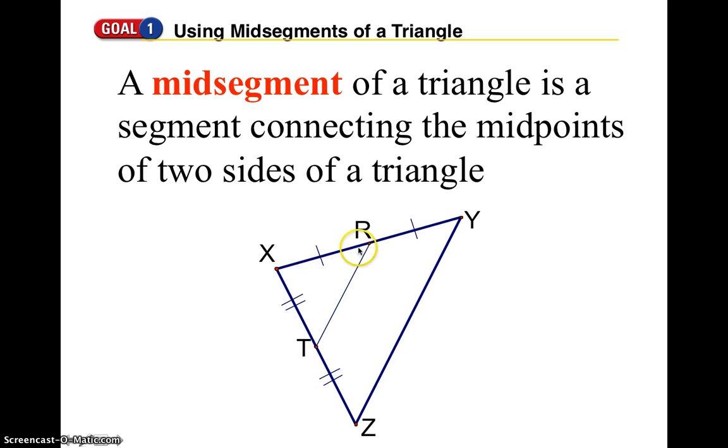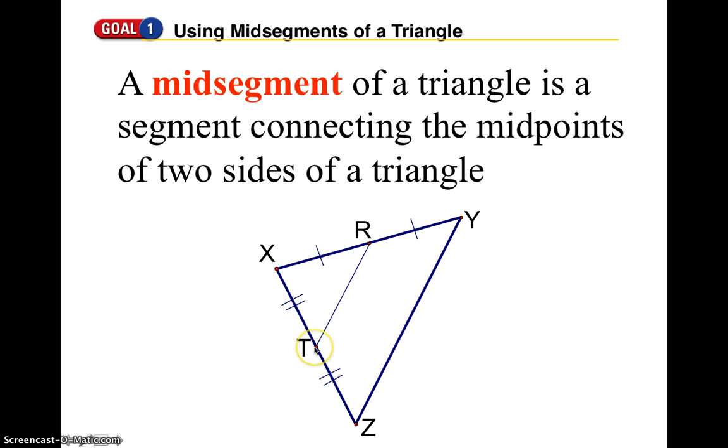So here you can see that R is the midpoint of side XY. And the reason I know that R is the midpoint is because the section on this side, XR, has been marked equal to the section on this side, RY. And so therefore I know that R is in the middle of that side.